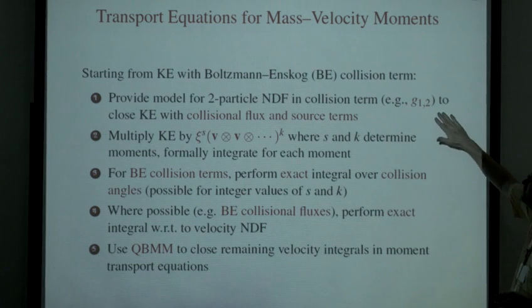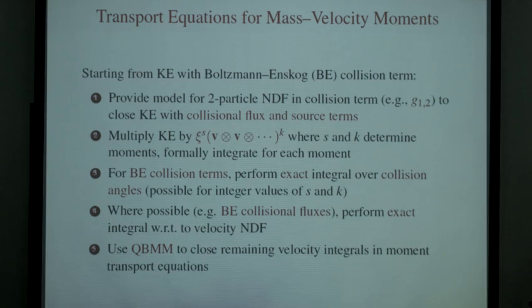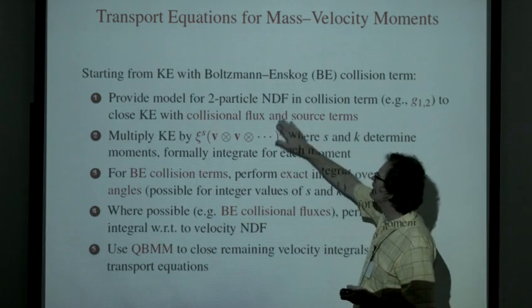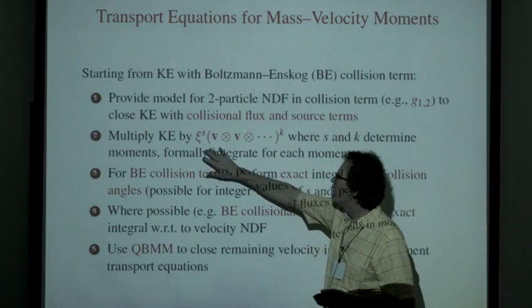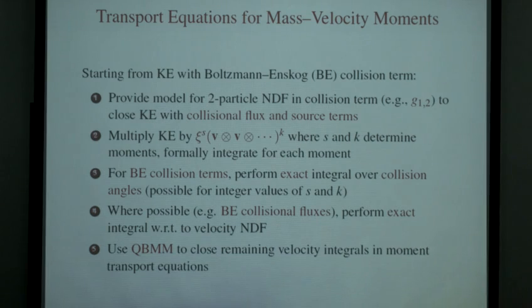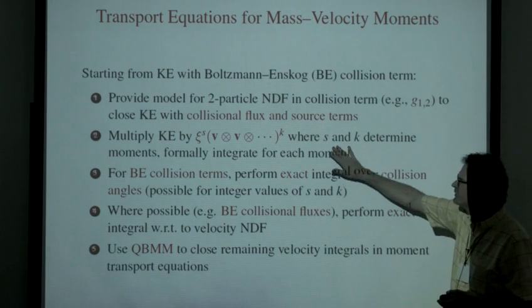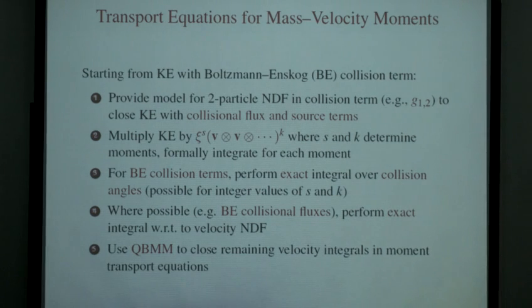So you have to choose that first. That just basically closes the kinetic equation. So it's a closed kinetic equation. Once you've got that, in Boltzmann-Enskog, you'll have a collisional flux and a collisional source term. You formally multiply by c to the s times the velocity, direct product to the kth power, whatever. So this is the order of the moments you're going to use. You do the integrals, classical integrals.